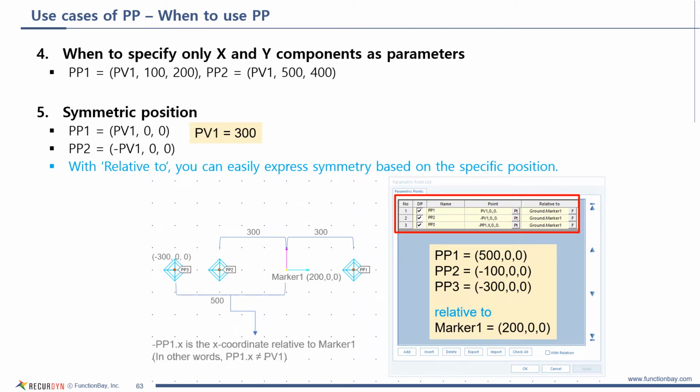However, in the case of PP3 on the far left, the x-coordinate is -pp1.x. Since the x-coordinate of pp1 is 500, minus pp1.x becomes -500. As it is -500 relative to marker 1, it is located at -300, 0, 0.